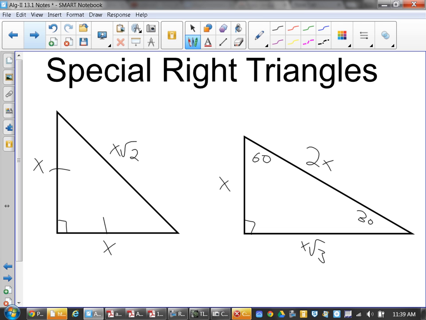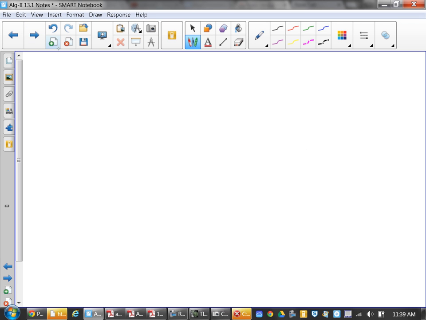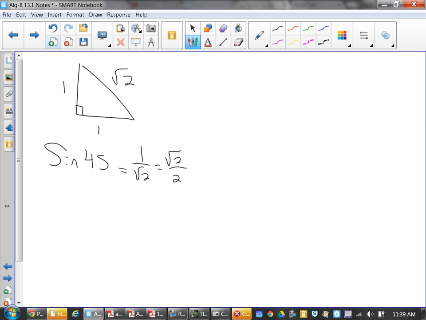For example, if I want to look at my 45, can I write it as 1, 1 and root 2? X, X, X root 2, just put them all as ones? If I want to do the sine, what's the sine of 45? Sine is opposite over hypotenuse. So it's going to be 1 over root 2, so it's root 2 over 2.